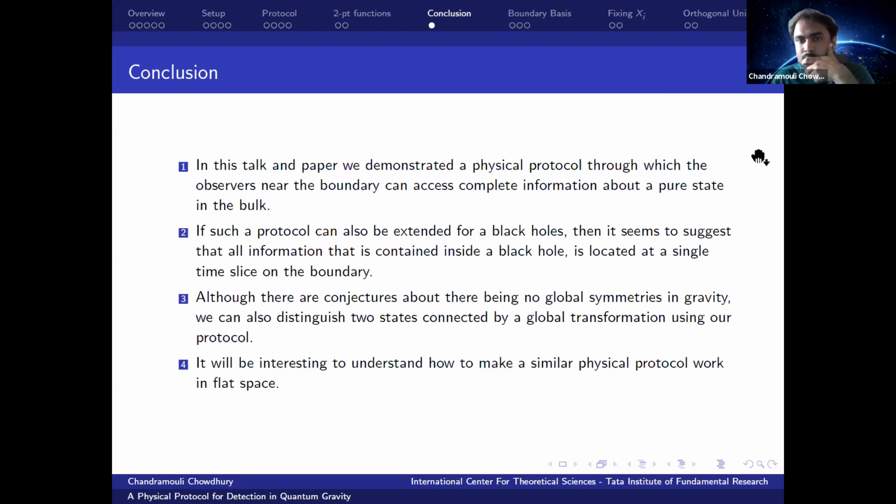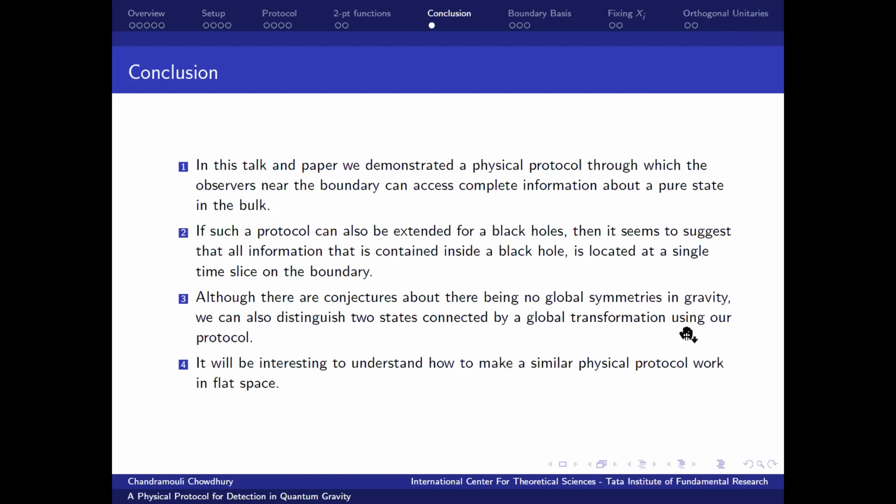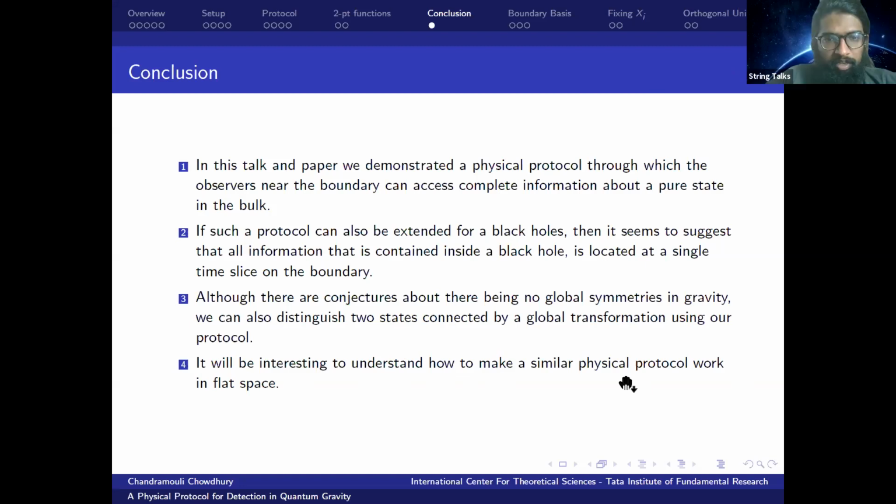All right, thanks, Chandra, for that nice talk. Maybe we can unmute ourselves and clap for Chandra. And maybe we can move to more questions. Yeah.